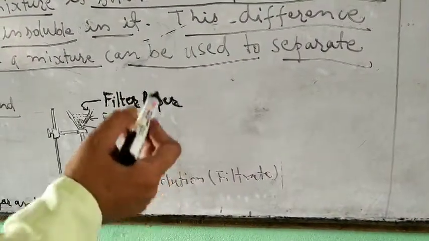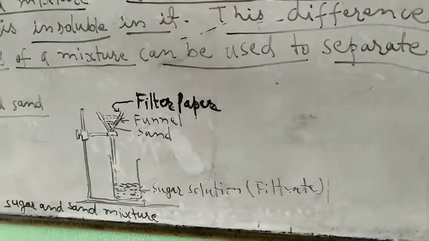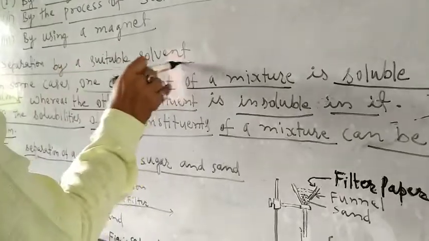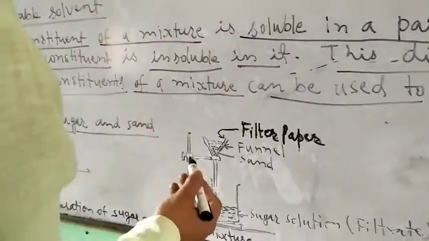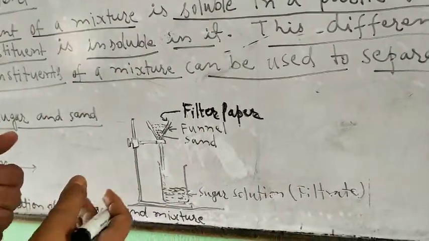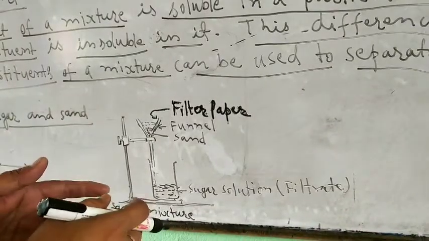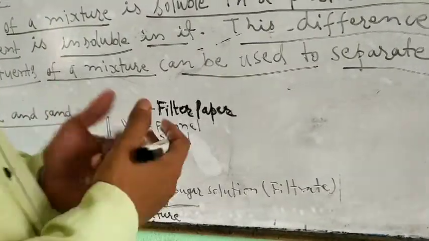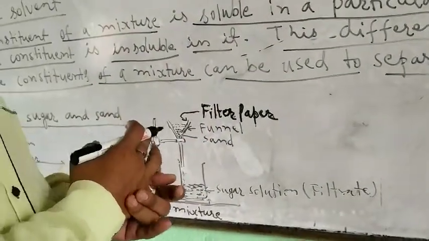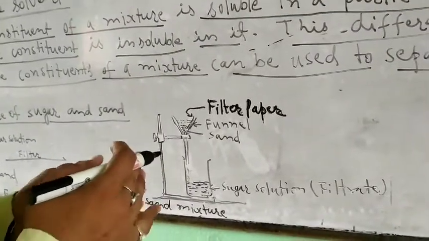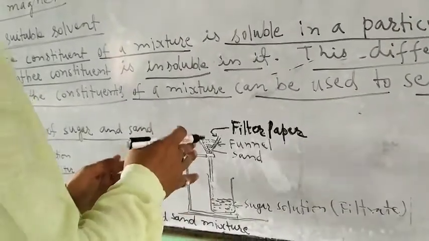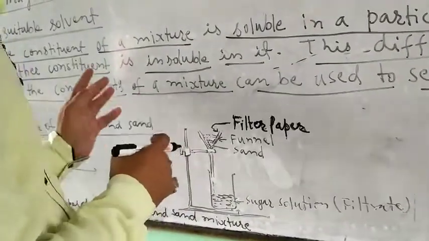So for the separation of one solid from another solid, we can take a suitable solvent. In this case, we take water as the suitable solvent. We can also take an aqueous or non-aqueous solvent. Non-aqueous solvents are used for organic substances, and aqueous solvent or water is used for inorganic substances. So we can separate two solids by this method by using a suitable solvent.